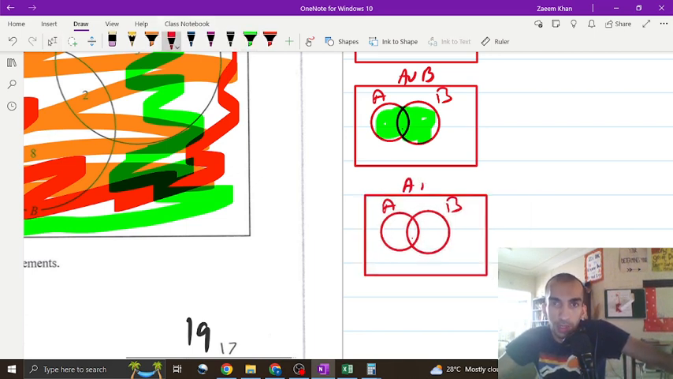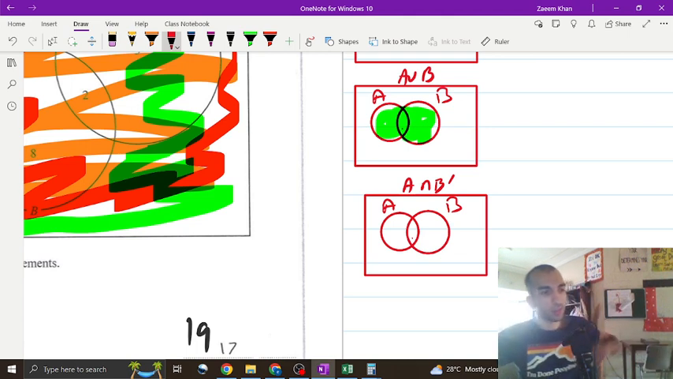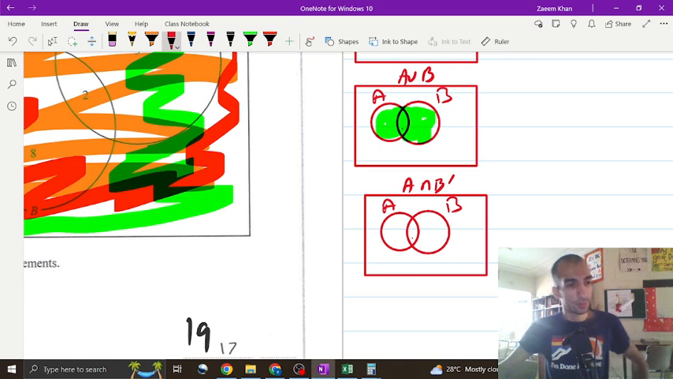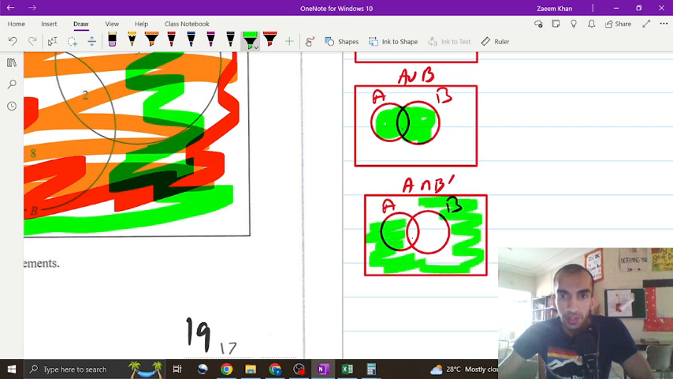If the question says A intersection B complement, what part would we shade? Everything? Why would we shade everything? Not everything. Everything outside of B. Everything outside of B is this part, right? Yeah. Let me shade that for you.